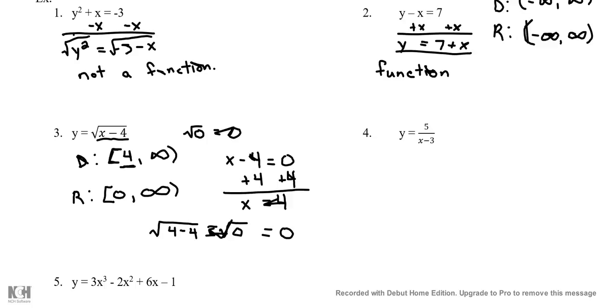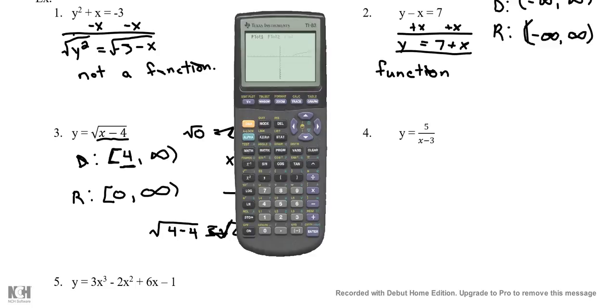Fractions with variables on the bottom have their own set of problems, and we're going to clear out the old function. We're going to plug in our new function, y equals 5. The fraction bar is the same as the divide key, so we hit the divide key. Now I have more than one thing I'm dividing by. I'm dividing by x minus 3, so I have to put it in parentheses or my calculator will not graph it correctly. So notice 5 divided by parenthesis x minus 3 close parenthesis.